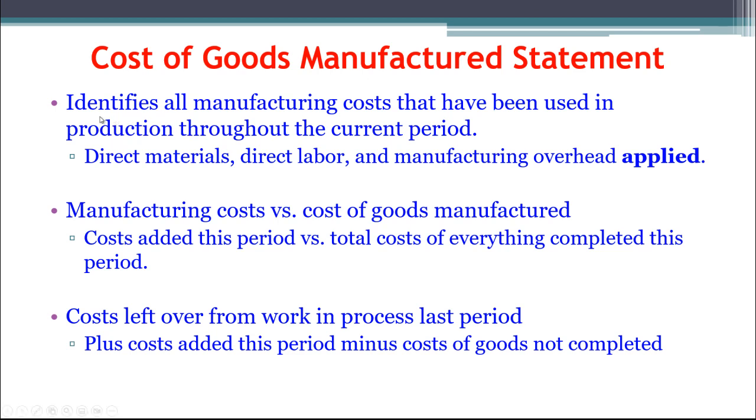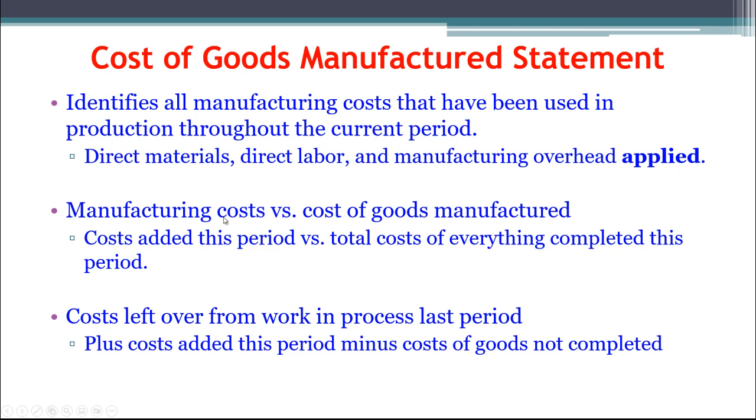So there are a few different stages to this, and we're going to talk about a pattern that should help to clarify how this statement works. But first, we have to identify all manufacturing costs that have been used in the production throughout the current period. Whether we completed something or not, we first have to identify what costs did we add to production. That's the first step. Those would include direct materials, direct labor, and the manufacturing overhead that was applied this period.